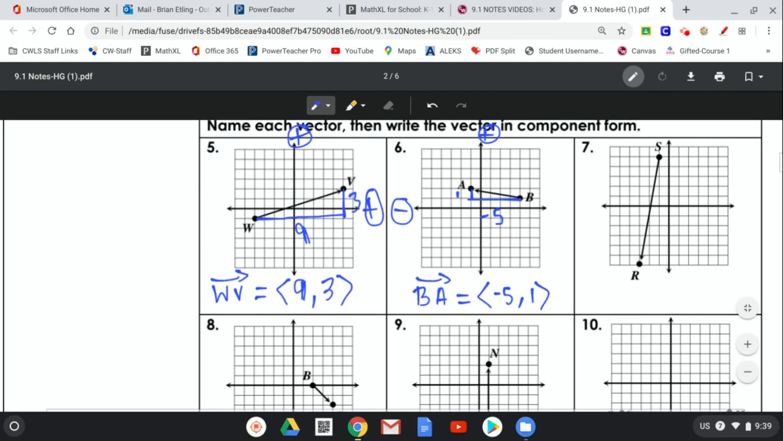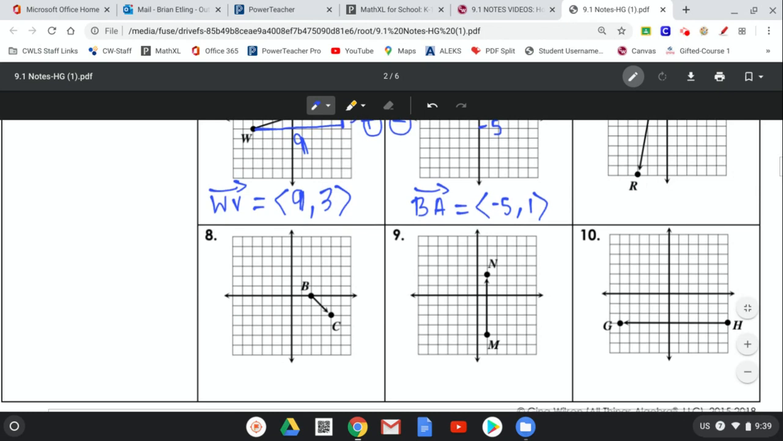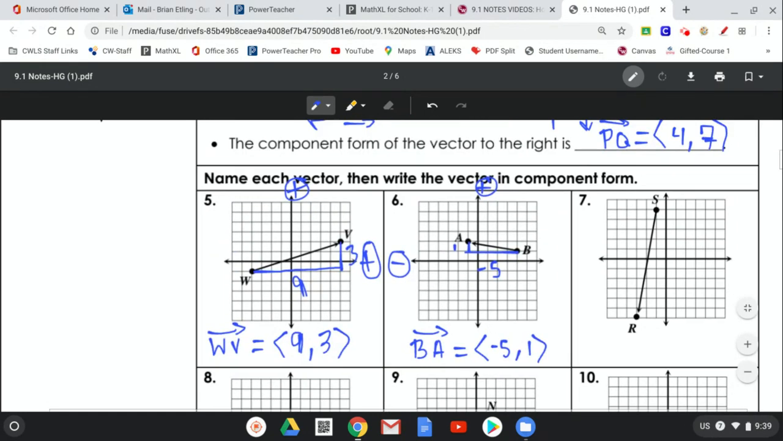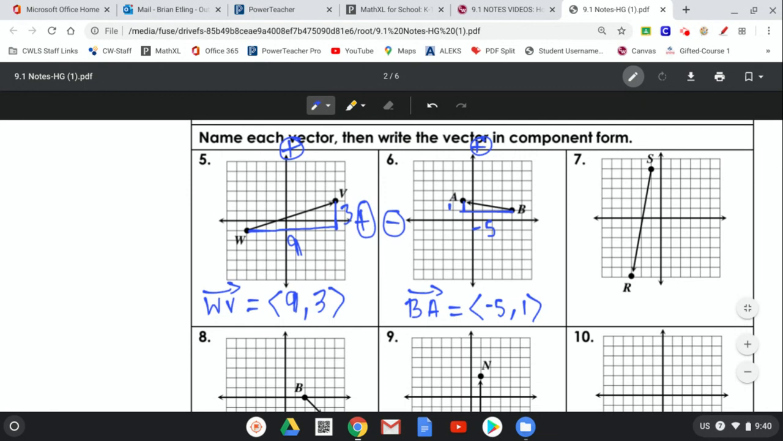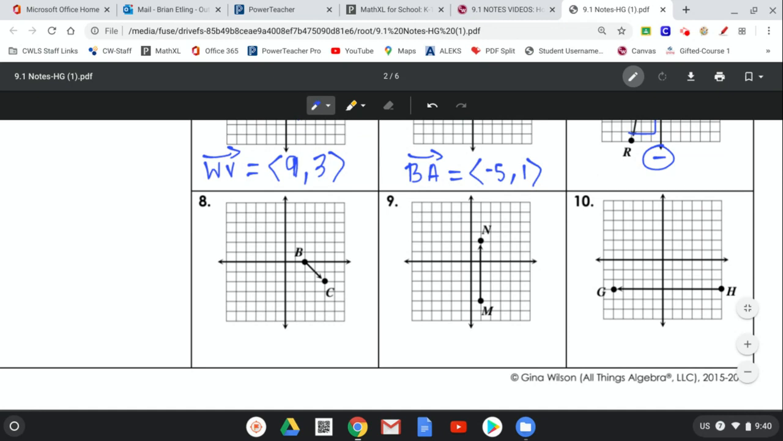For number 7, I'd like you guys to try number 7 and number 8 on your own. For number 7, just be careful because you're traveling down and also to the left. So you're traveling in a negative y direction and a negative x direction. Those values are both going to be negative. For number 8, you're traveling down and over. Down would be a negative direction, then you're traveling horizontally in a positive direction. Just be aware of that, but try those on your own and then check your answers with the notes key on Canvas.